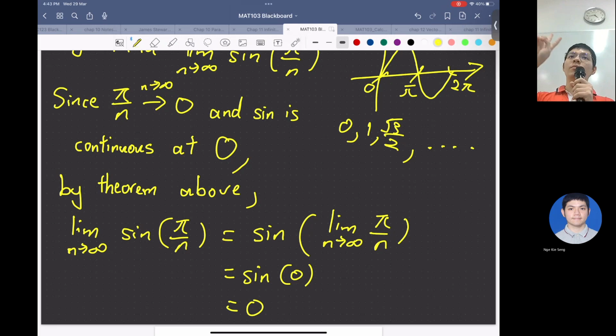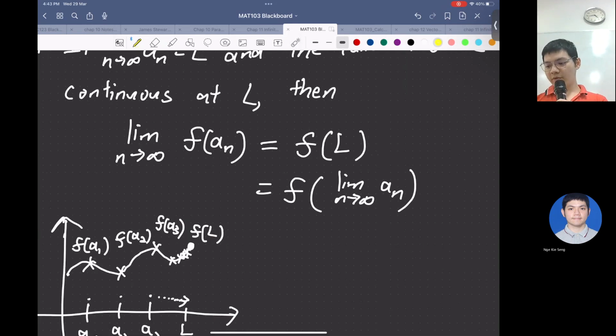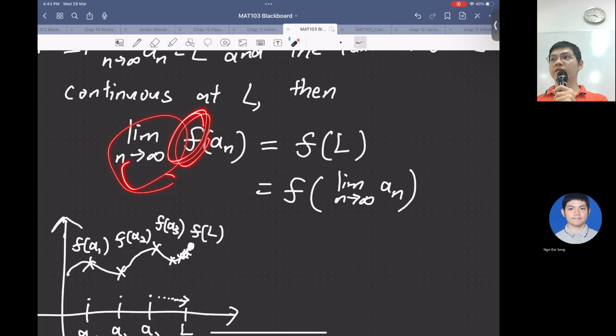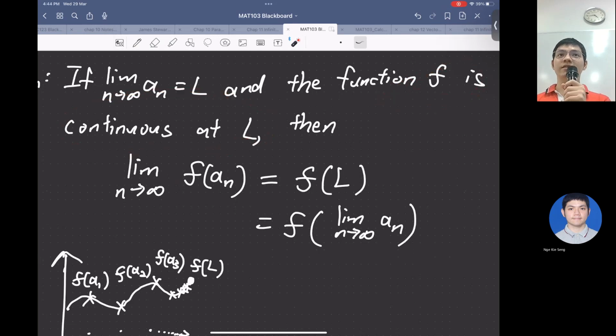So you can see that the limit actually moves inside the function. The limit commutes with the function if the function is continuous at the limit of the sequence. This theorem says that the limit operator commutes with your function when f is continuous at that limit. If it isn't continuous, then you can't simply commute it. Maybe it doesn't achieve it; maybe it runs to another place. So make sure it's continuous.